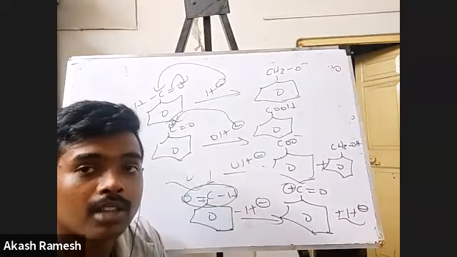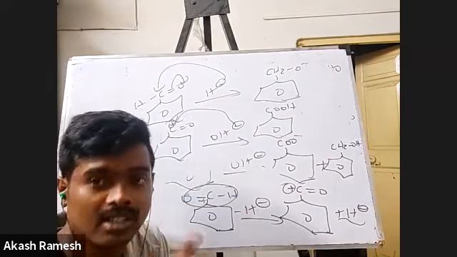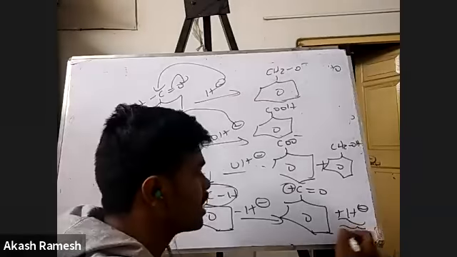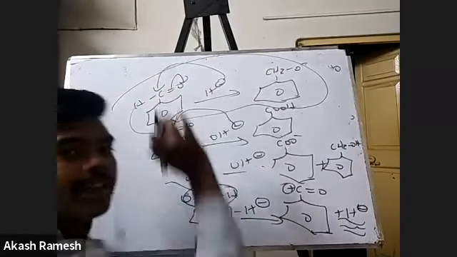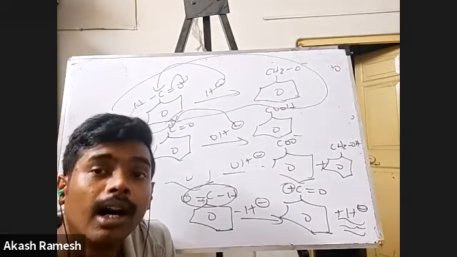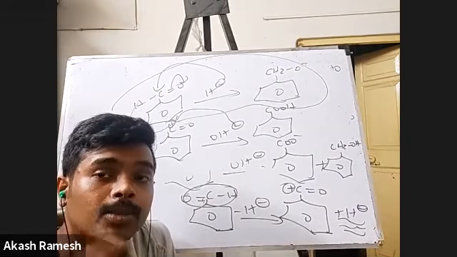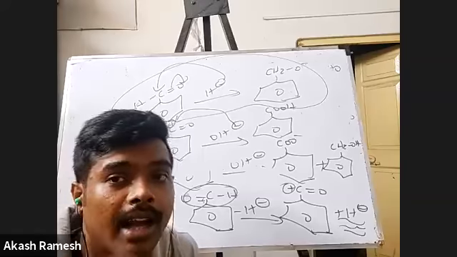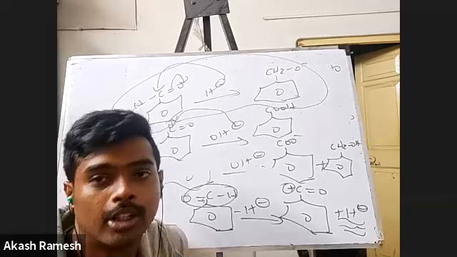Now you ask me, sir, what is the rate determining step? A rate determining step is the slowest step. This hydride transfer step is the rate determining step. What you have to understand is the hydride comes from the aldehyde's hydrogen, the carbonyl carbon's hydrogen. That's what you need to remove.